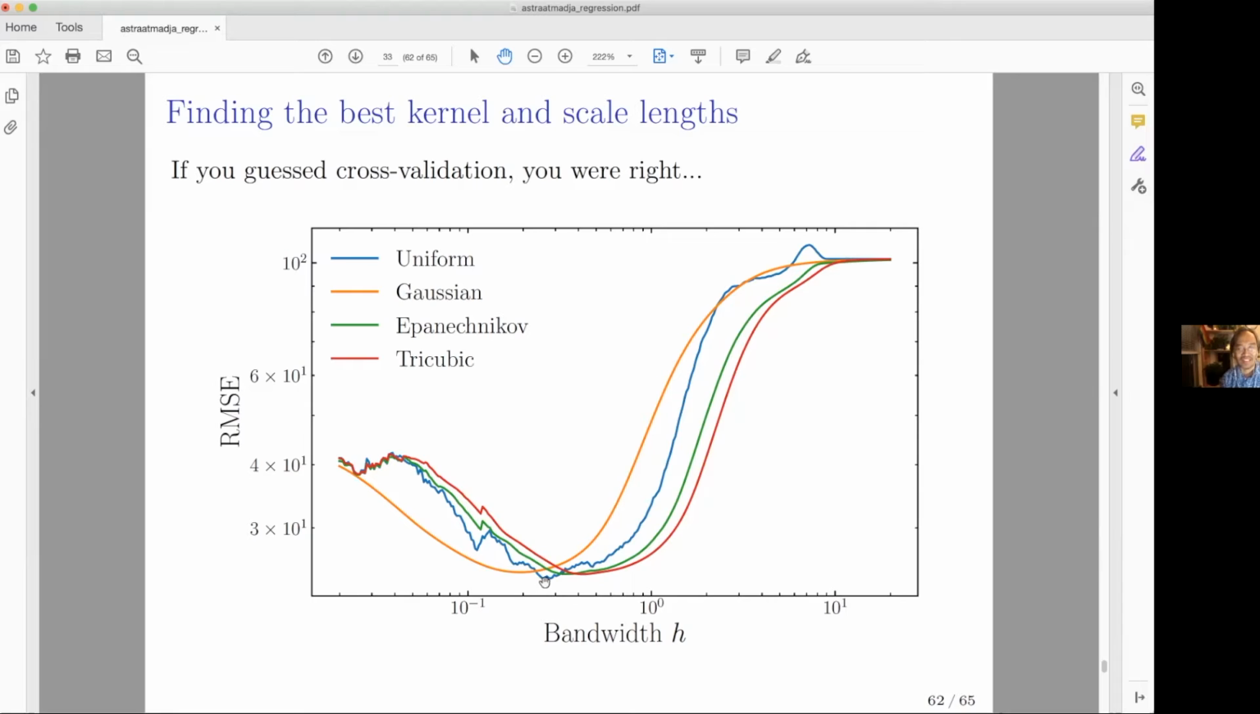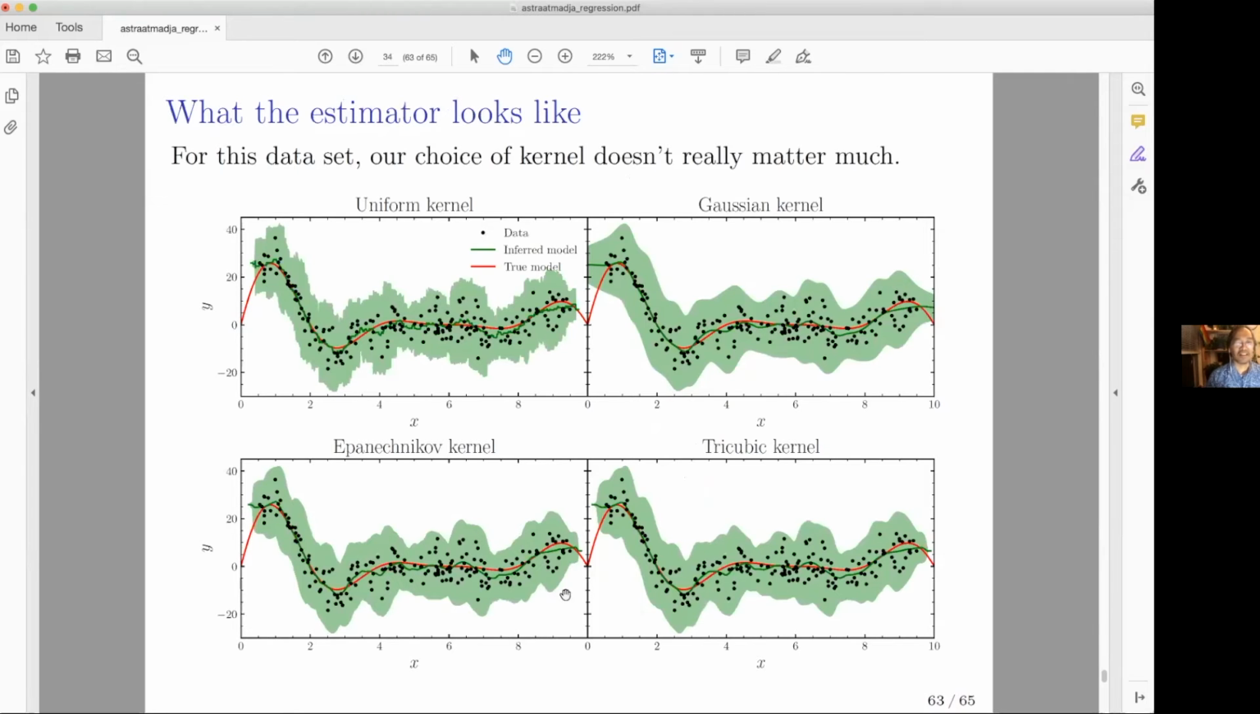And it looks like any kernel is fine. Of course, this uniform kernel seems to give slightly less RMS than the others, but honestly, there's not a lot of difference here. So that's what the estimator looks like. It's doing the greens here, as compared to the true model here, which is in red, and those are the estimations.